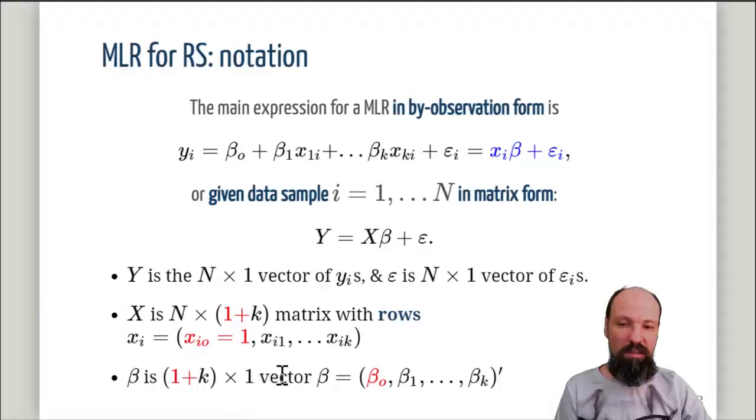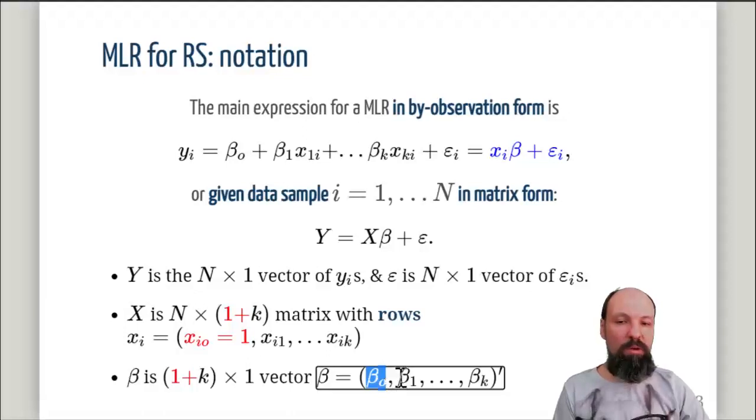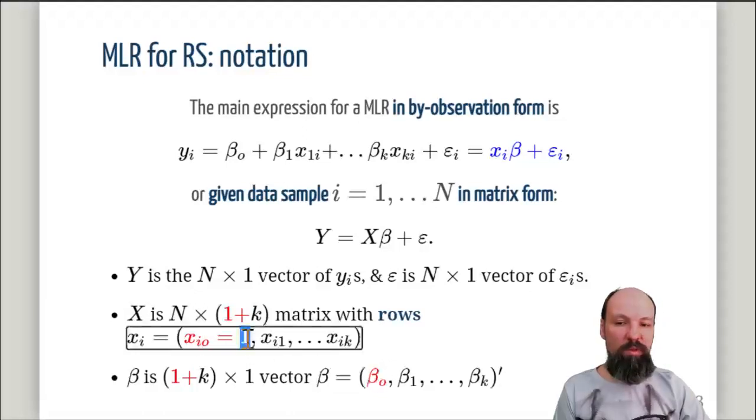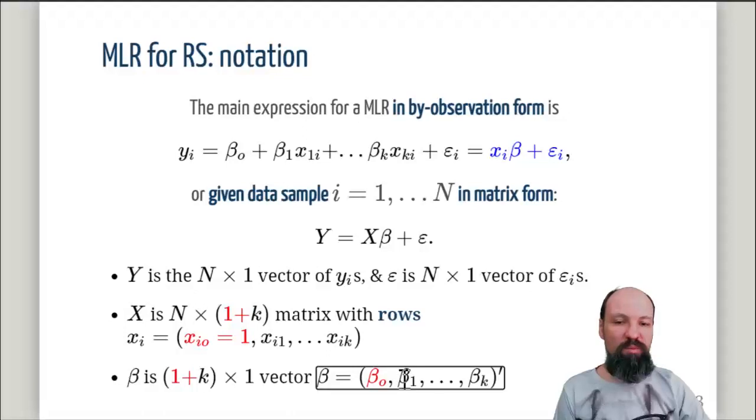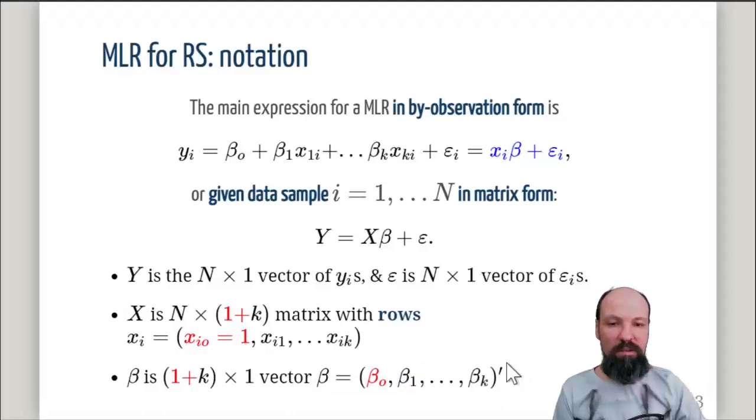And beta is the (1 plus k) times 1 column vector of the coefficients, starting with the constant term, the one that is going to be multiplied by those ones, right? And then the betas corresponding to the x's. This prime means transposition, transposed, so this is the column vector.